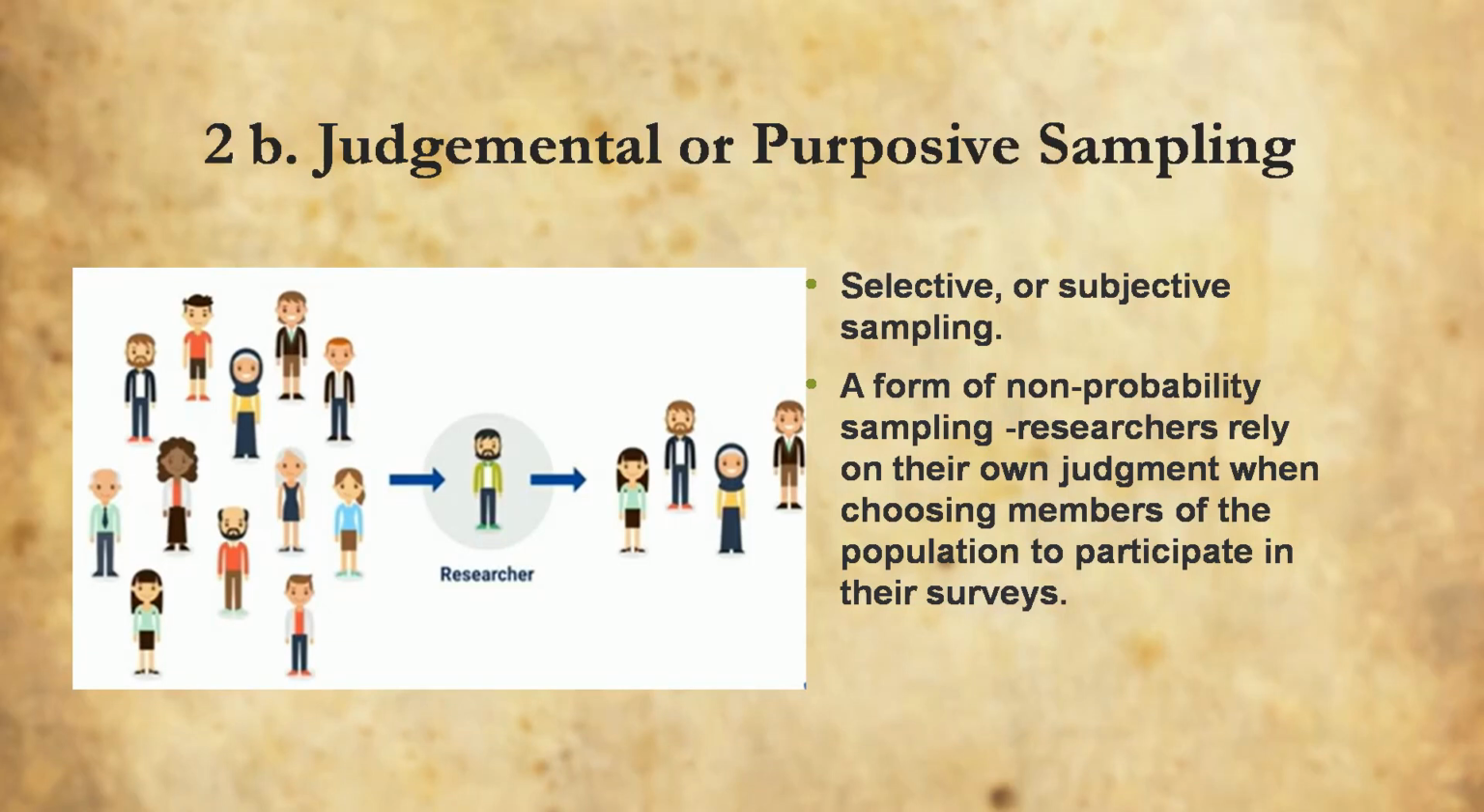The next type of non-probability sampling is judgmental or purposive sampling, which is again a popular one that has been used especially in social science and even in sociology. It is a selective or subjective sampling, a form of non-probability sampling where the researchers rely on their own judgment when choosing members of the population to participate in their surveys.